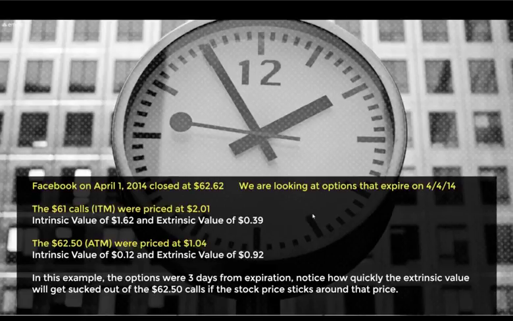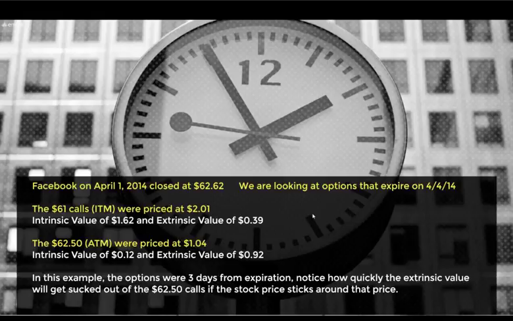So if we take a look at Facebook on April 1st, 2014, and I'm not going to show you a chart, I'm just going to tell you the closing price was 62.62. We are looking at the options that expire that same week, so these are weekly options. The 61 calls that were in the money were priced at $2.01. Again, 62.62, these are the 61 calls. These are known as in the money options because the strike is below where the current price is. The intrinsic value of that is about $1.62, and the extrinsic value is 39 cents.